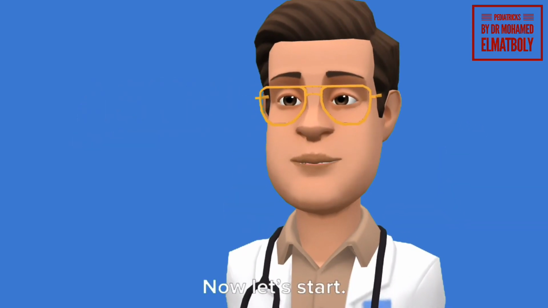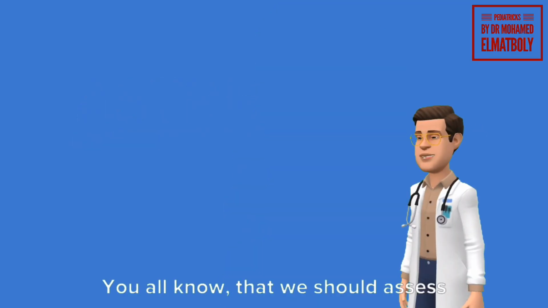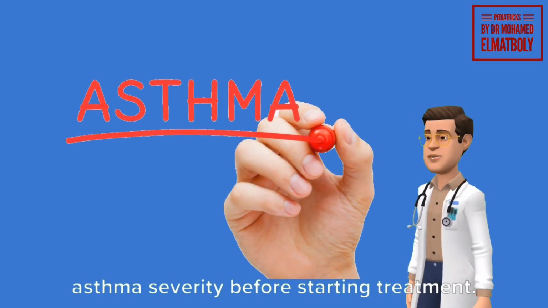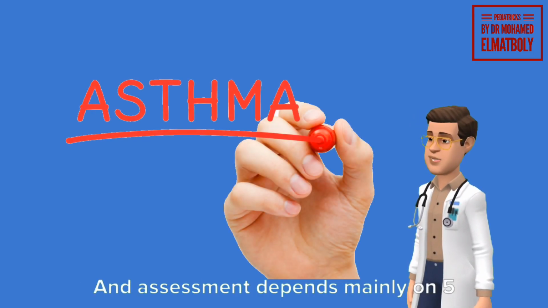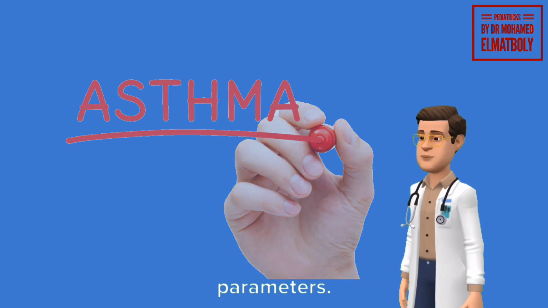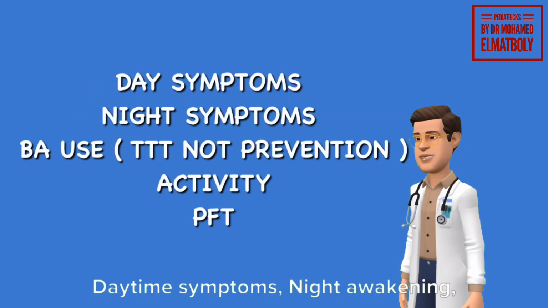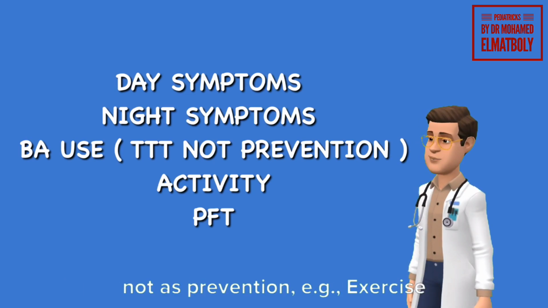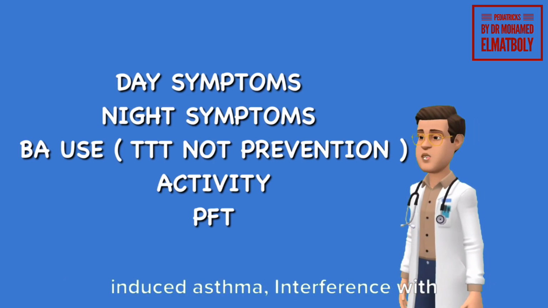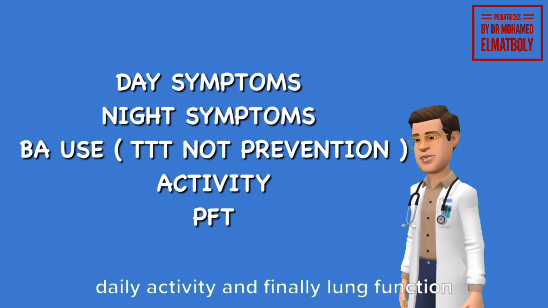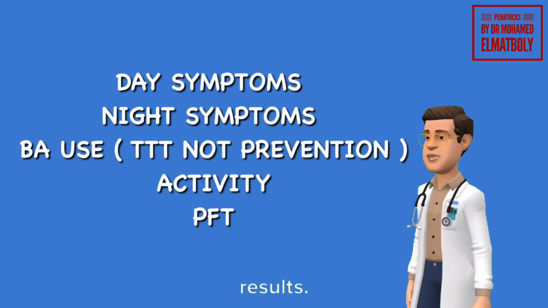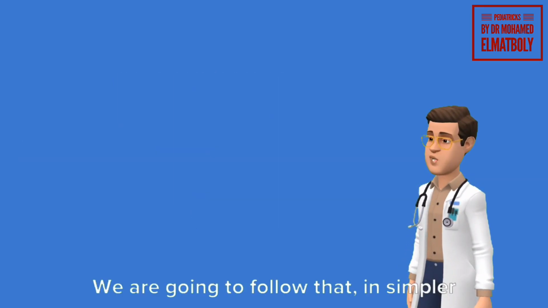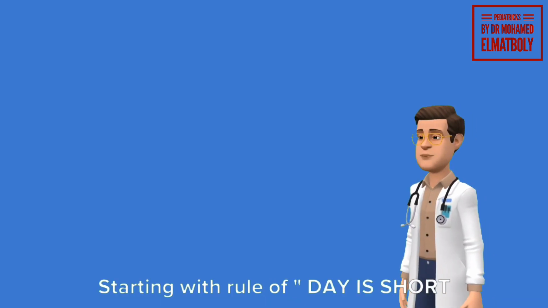Now let's start. You all know that we should assess asthma severity before starting treatment. The assessment depends mainly on 5 parameters: daytime symptoms, night awakening, frequency of beta agonist use as treatment, not as prevention, for example exercise-induced asthma, interference with daily activity, and finally lung function results. We are going to follow that in a simpler way.